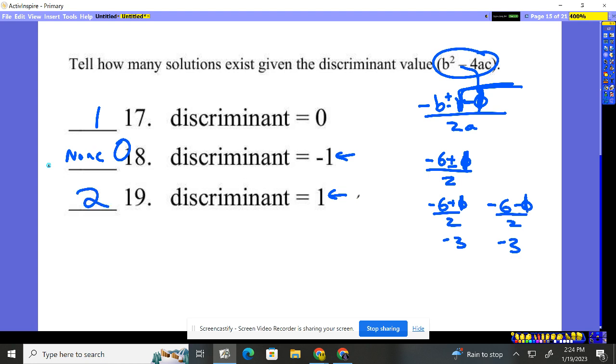The key is if it's positive, 2 solutions. If it's negative, no solutions. And if it's 0, you're going to end up with 1 solution, both of them being the exact same when you go down here. So only really one answer.